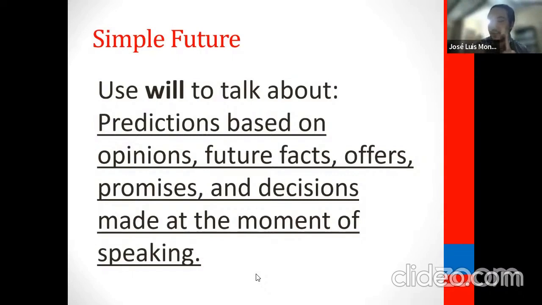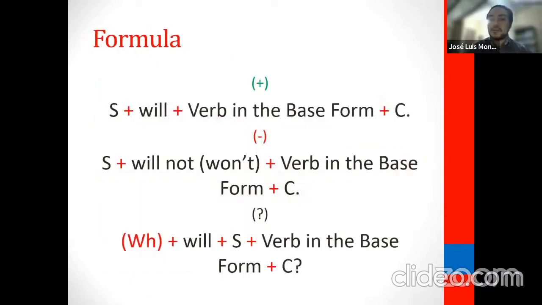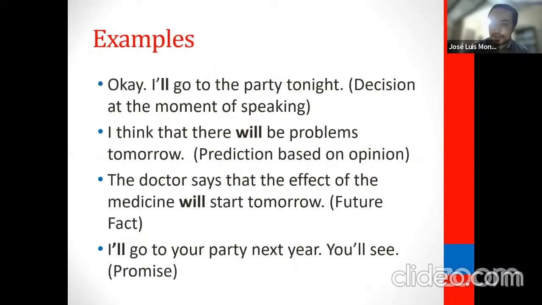And then decisions made at the moment of speaking. It means that it was not your plan, but you had a conversation at a specific moment and you decided at that specific time that you will do something in the future, right? But it was not a plan, it was something that you decided just at that moment. For example, you can say, okay, I will go to the party, right? After having a conversation with your friends, you decided that you will go to the party. So will is used in that way.